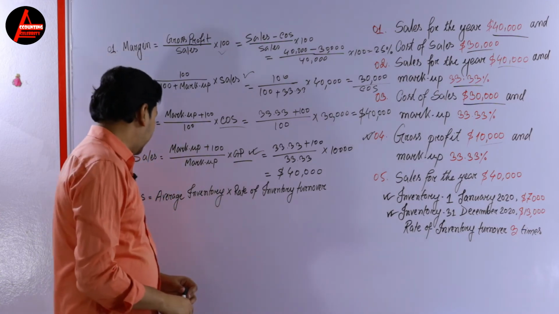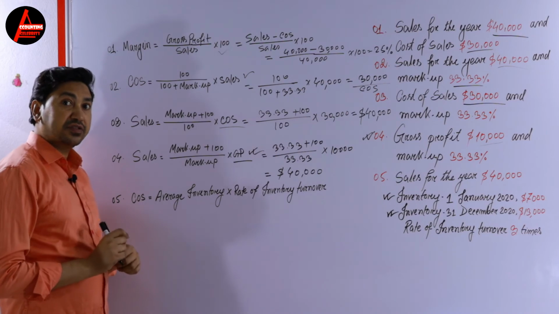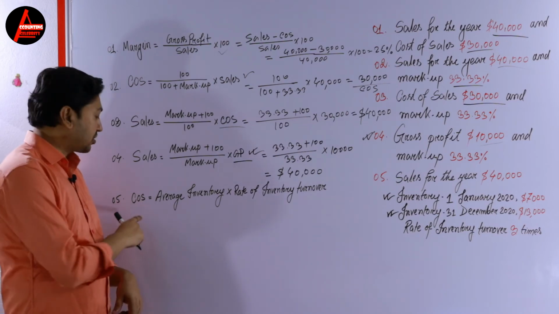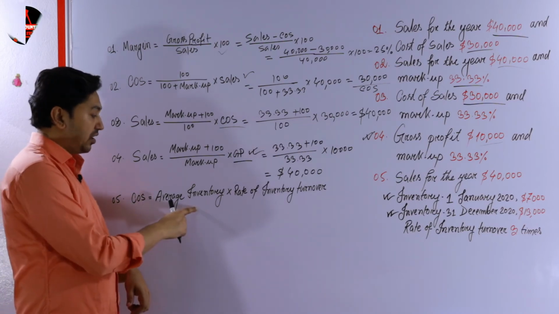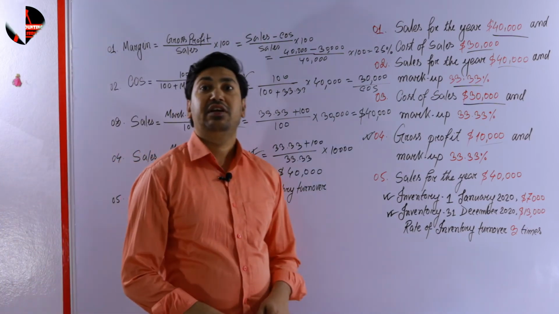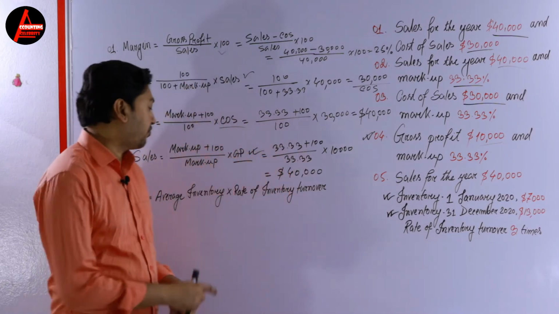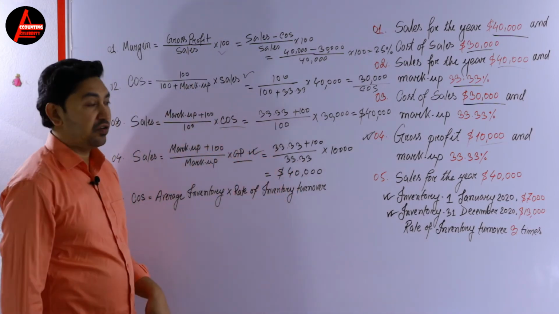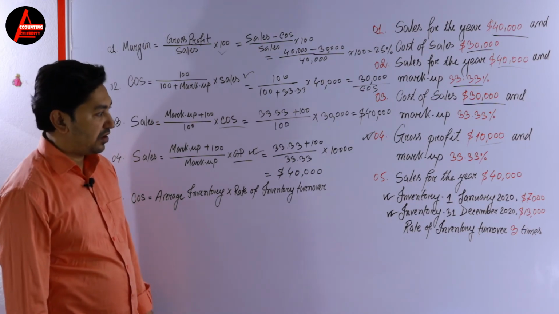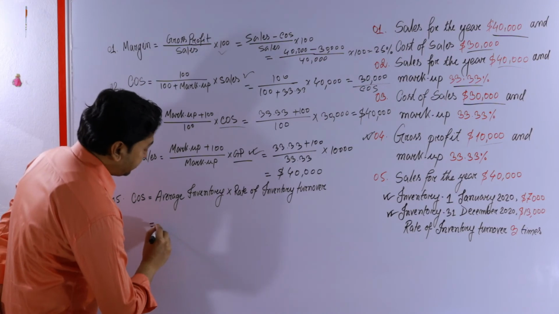Okay, so look at here, we have to calculate here the cost of sales. Okay, so cost of sales equal to what? Average inventory times rate of inventory turnover. Okay, so you need to find out your average inventory. Do you know how to calculate your average inventory? It's very easy. How to calculate? Average inventory is what?